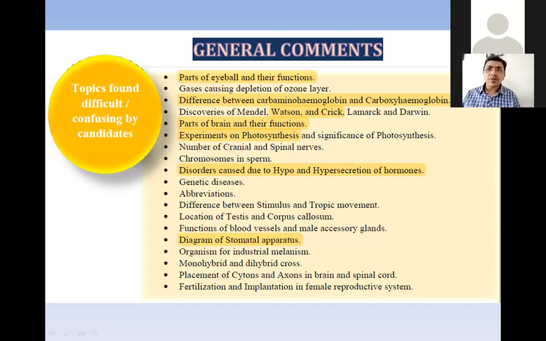All the experiments from the chapter of photosynthesis are very important. Significance of photosynthesis is again important. Number of cranial and spinal nerves, we have discussed that. Disorders caused due to hypo as well as hyper secretion of hormones, that is something which you should be aware about, right? Next comes the diagram of stomatal apparatus, which we have discussed. And then comes the second last line, placement of cytons and axons in brain and spinal cord, as we discussed this, right?